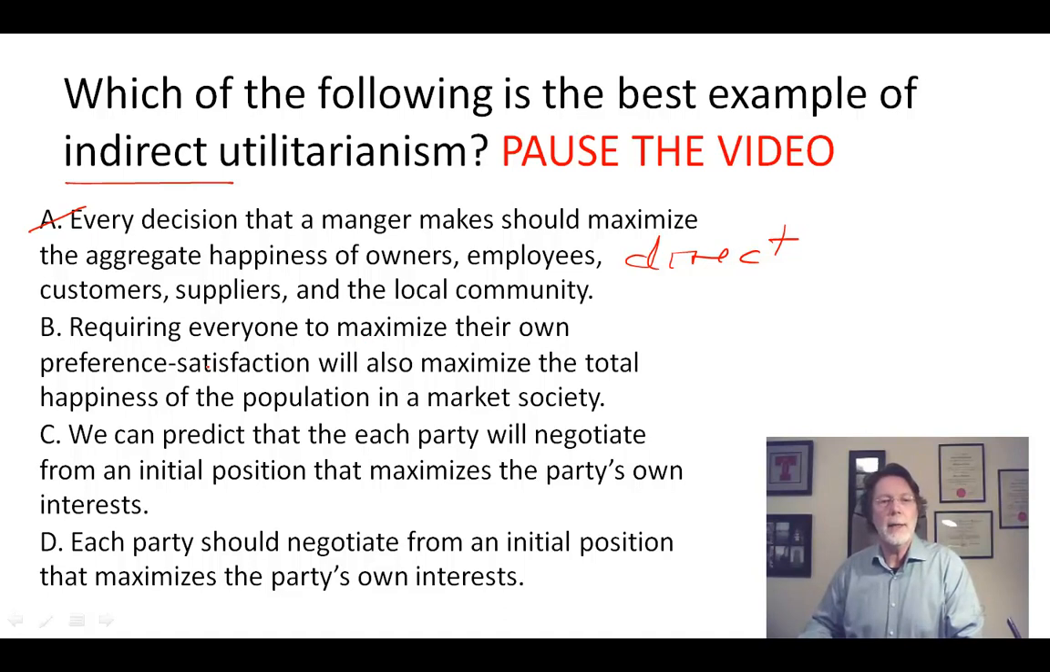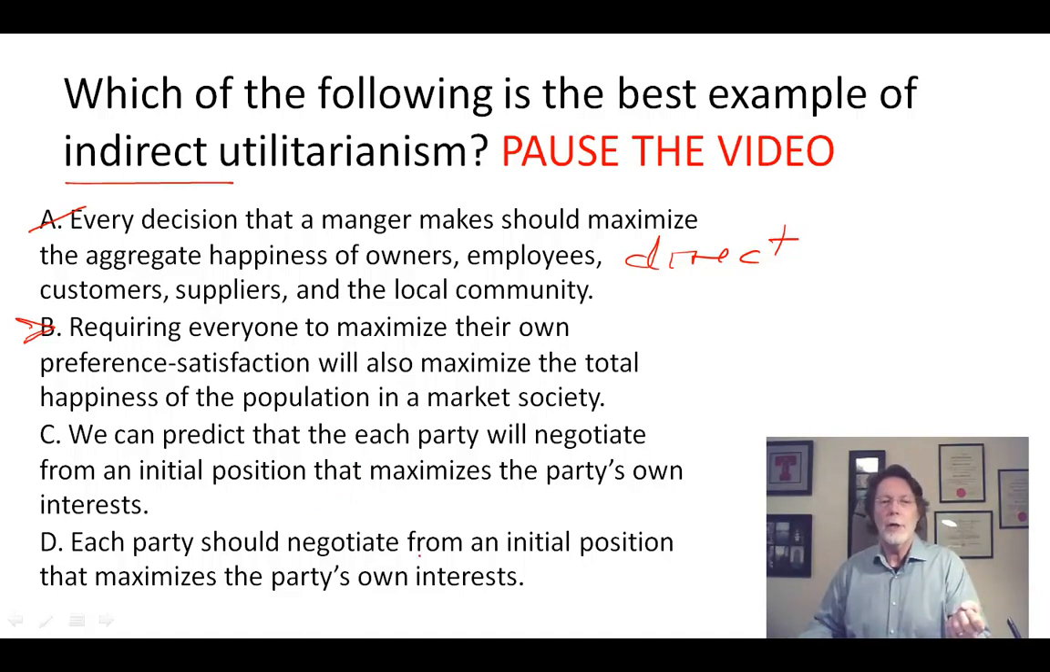Requiring everyone to maximize their own preference satisfaction will also maximize the total happiness of the population. This is starting to be indirect, right? Because this is what we've just been looking at. So let's just record that for a second. Don't cross it out. We can predict that each party will negotiate from an initial position that maximizes the party's own interest. So that's actually just a statement of psychological egoism. We can predict it. That's what people do if psychological egoism is true.